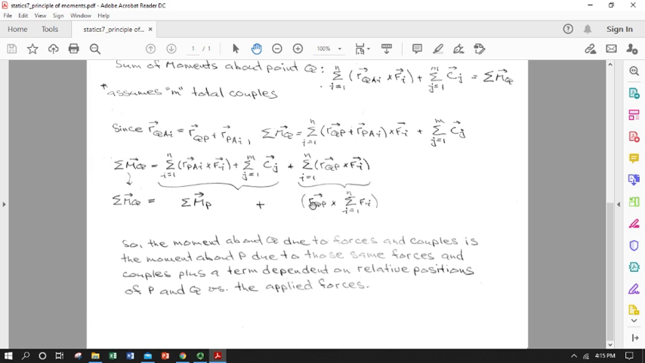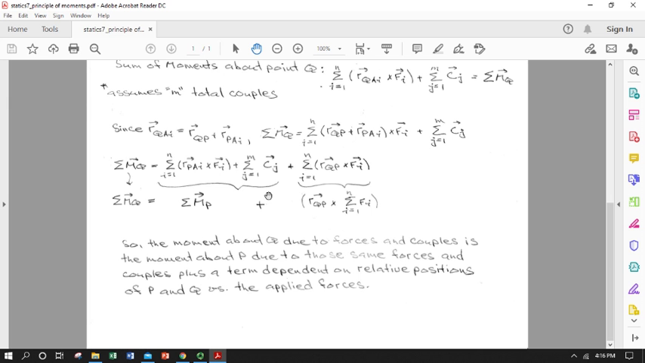Now, we could prove that if you put P and Q close together, this radius expression would be really, really small, and so this contribution would be small, and maybe we could say the 2 moment expressions for the 2 points would be similar if they were pretty close. We can see that with this radius term here. So the moment about Q, our second point, due to the forces and couples, is the same as the moment about P due to those same forces and couples, plus a term that's dependent on the relative positions of P and Q versus the sum of the applied forces.